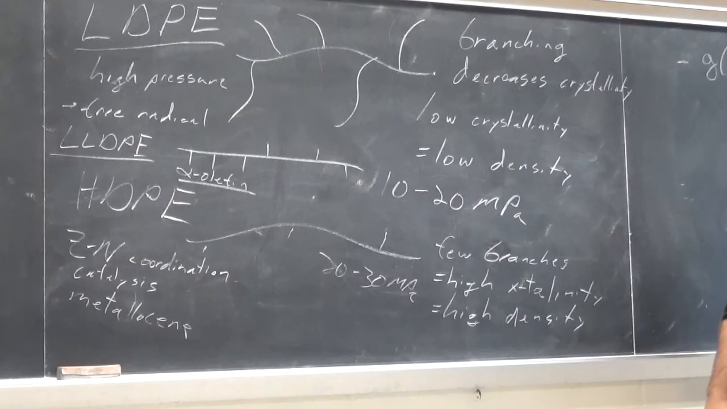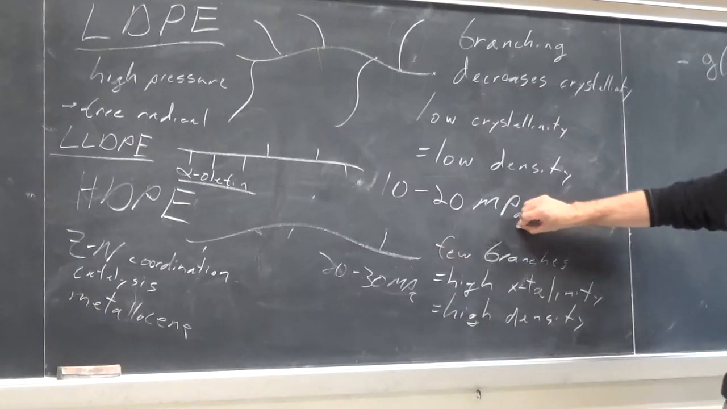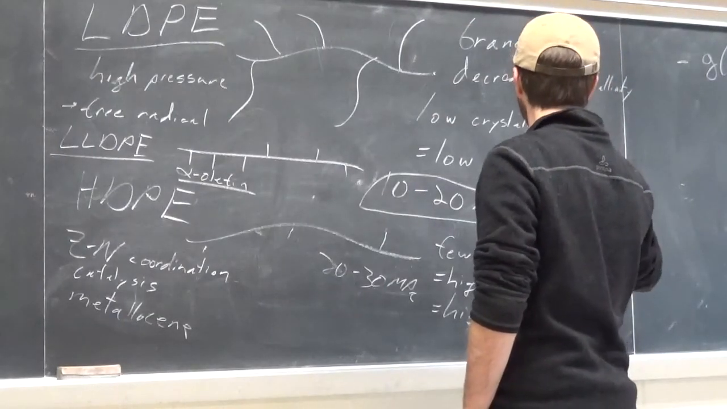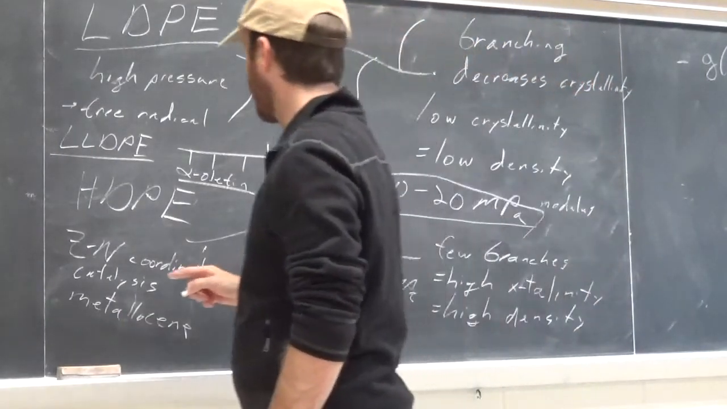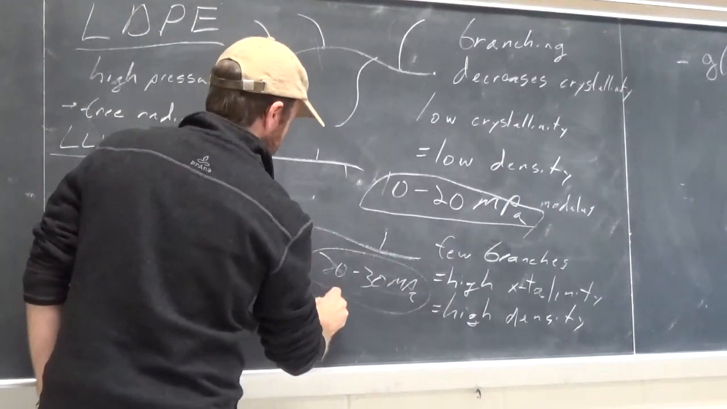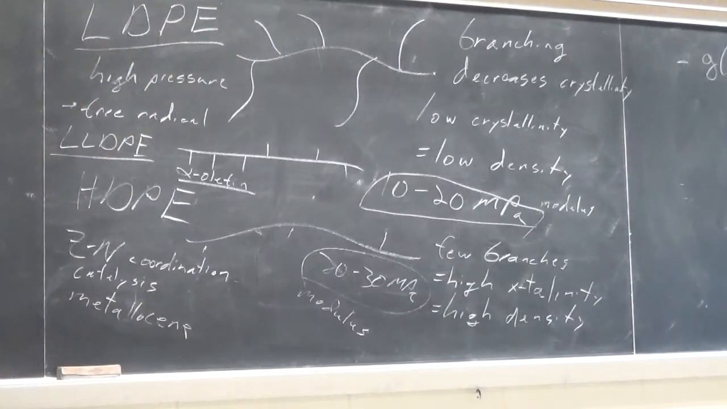Yes? Is it the pressure for HDPE, 20? So this is a modulus. So this is modulus. And so HDPE is on the order of 20 to 30 MPa modulus, or yield strength.